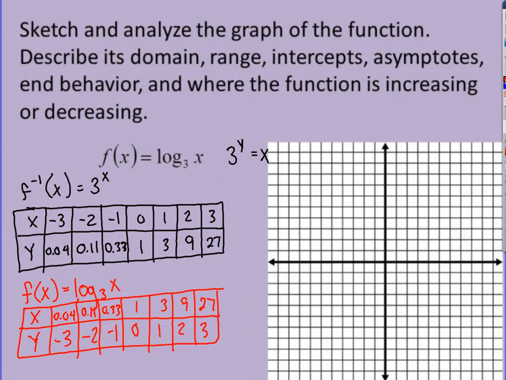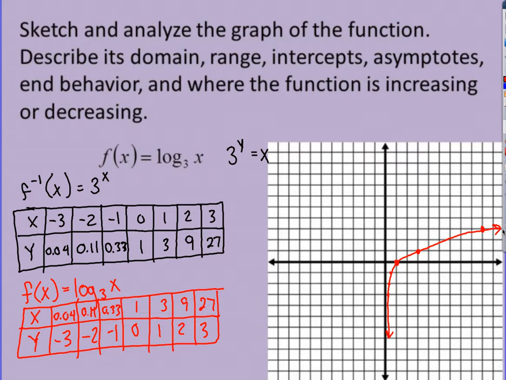Now if we go to graph this, at an x value of 0.04, we are at -3. At 0.11, we are at -2. At 0.33, we are at -1. And when we have an x value of 1, we are at 0. At x is 3, we are at 1. X is 9, we are at 2. So our graph is going to look something like this.